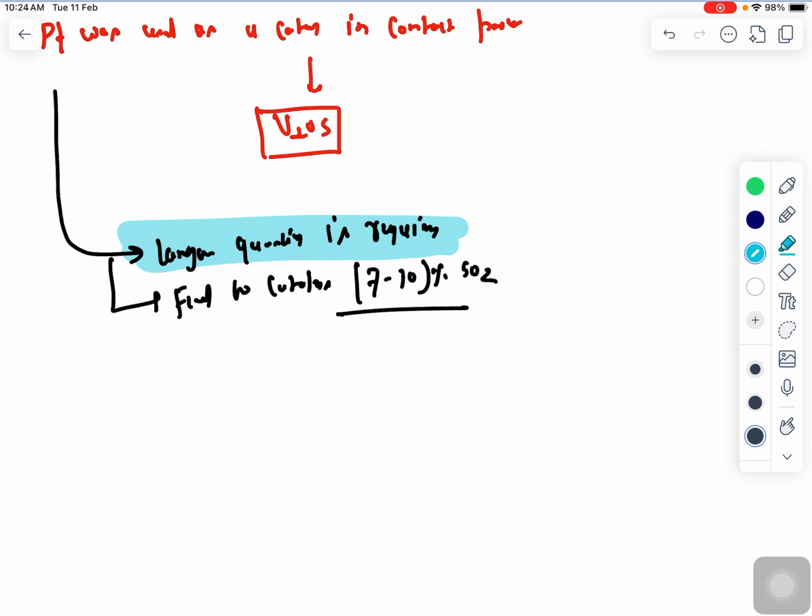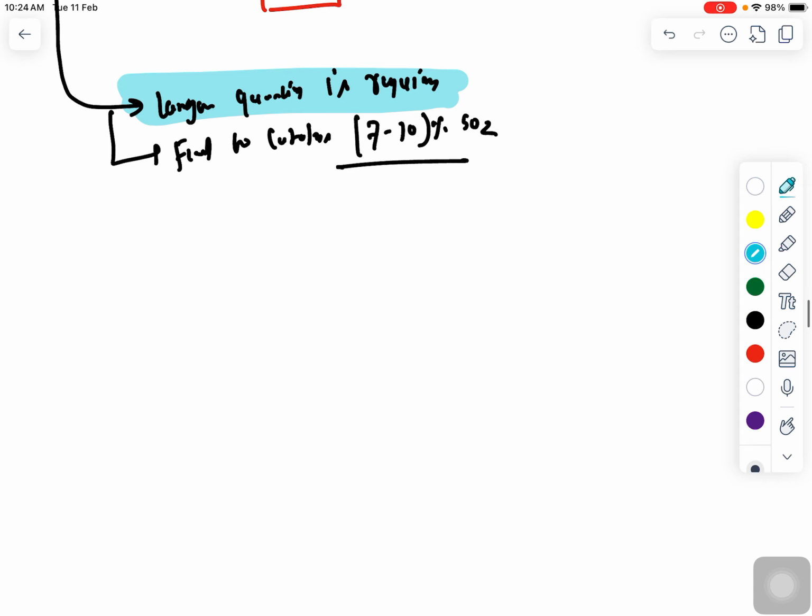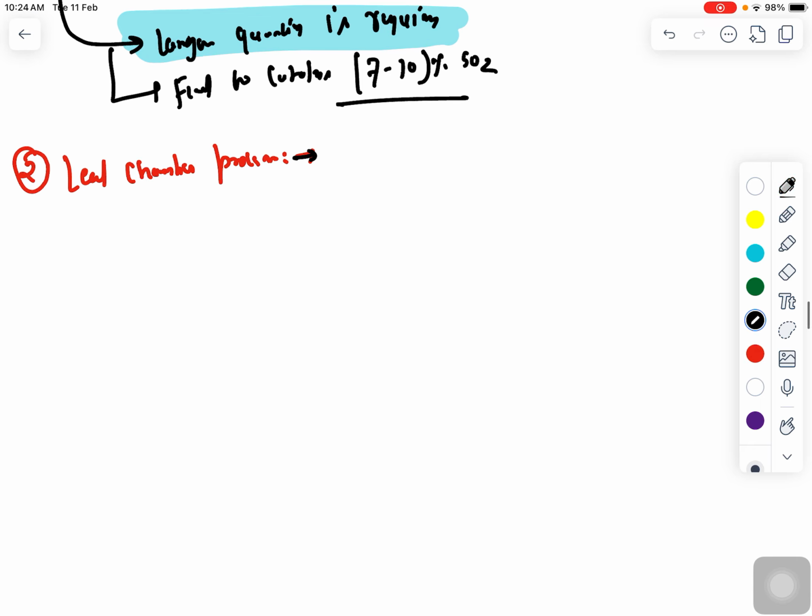Okay, now coming to the lead chamber process, that is the second process. I am teaching only what can be asked in the GATE exam, that's it. The lead chamber process was historically used, but is now largely obsolete due to lower efficiency. The efficiency and concentration of the product is very low.